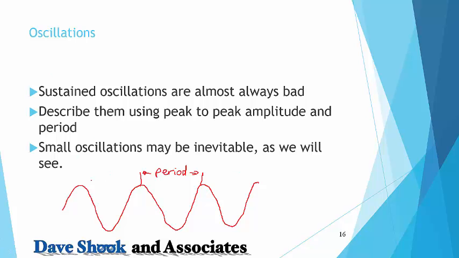And they'll also have an amplitude. And again, with amplitude, some people are going to be interested in root mean squared and that kind of thing. But really, the physically meaningful one is a peak-to-peak amplitude. And by and large oscillations are bad.